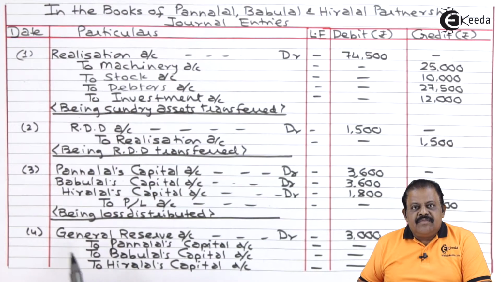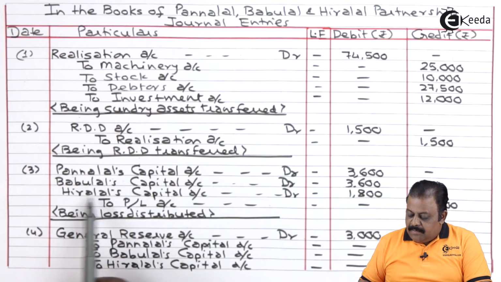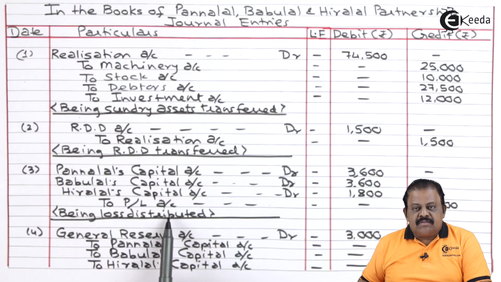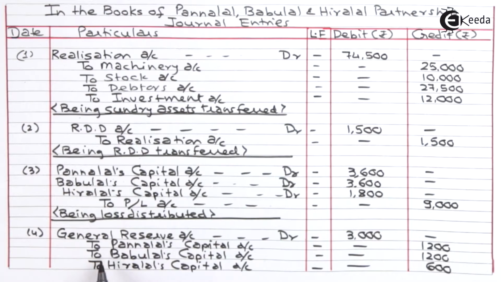For distribution of accumulated loss, Pannalal capital account debit, Babulal capital account debit, Hiralal capital account debit to profit and loss account: 3,600, 3,600, 1,800. This will be posted to the debit of partners capital account. General reserve account debit 3,000 to Pannalal's capital account, to Babulal's capital account, to Hiralal's capital account. Amount is distributed 1,200, 1,200, 600. This will be posted to the credit of partners capital account.